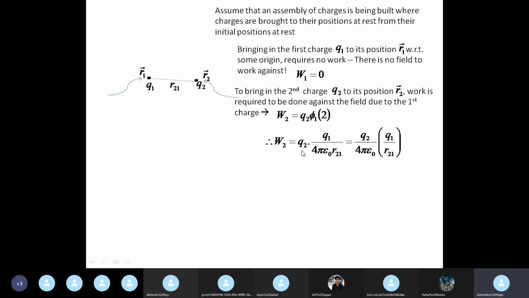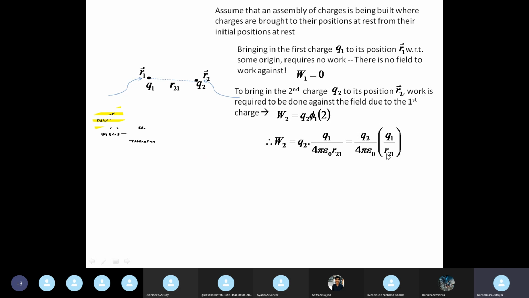What is phi 12? W2 is Q2 into phi 12, the potential at the position of the second charge Q2 due to the charge Q1, which is Q1 by 4 pi epsilon naught R21. We just calculated the potential due to a point charge at a certain distance. So we write that as Q2 by 4 pi epsilon naught times Q1 by R21.